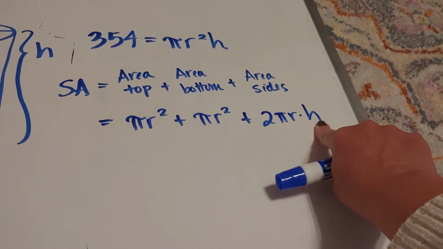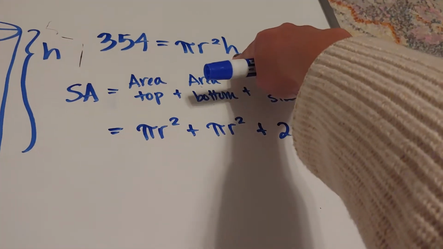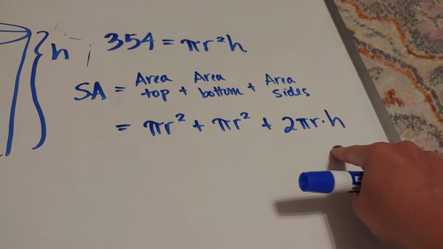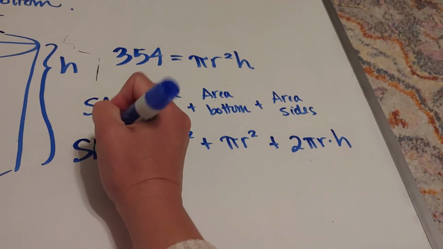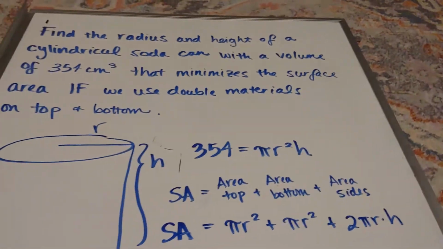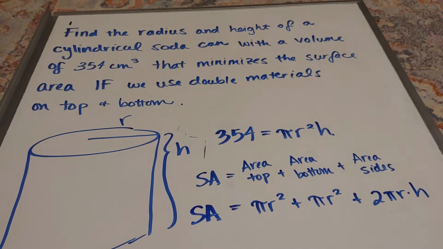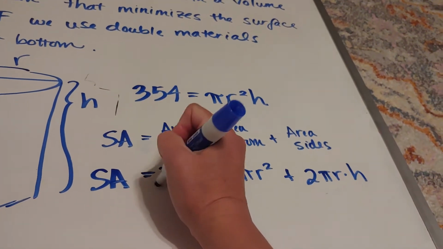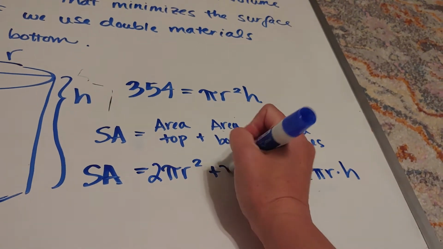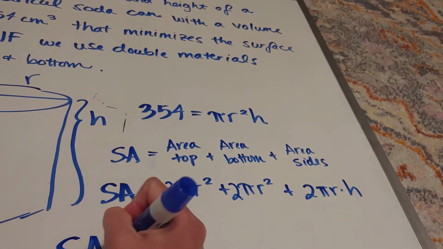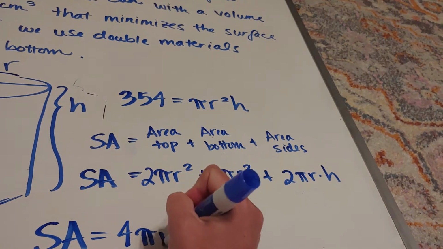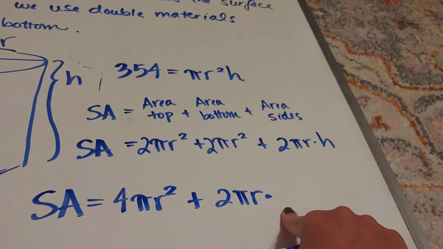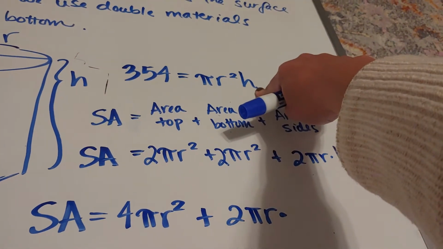Okay, so I definitely want to solve this for h in terms of r and plug it in here. So that's going to definitely happen. So this is what I want to optimize. However, we have the extra. If I go up there, we double the materials. So basically, instead of having just one here, we're going to have two. And instead of having one here, we're going to have two. So my surface area equation is going to be 4 pi r squared plus 2 pi r h. And now I got to go up here and solve this for h.